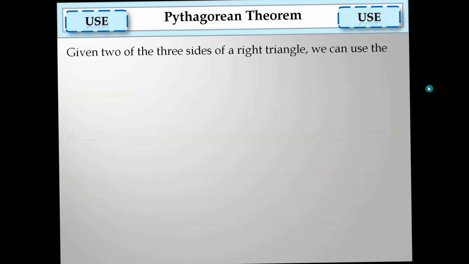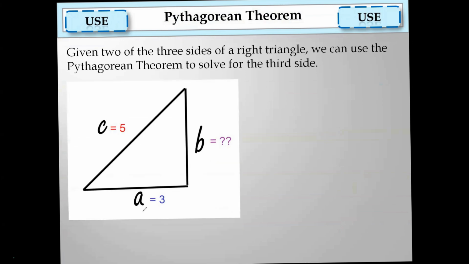Given two of the three sides of a right triangle, we can use the Pythagorean theorem to solve the third side. We are given the base of the triangle, one of the legs, to be 3. We're given the hypotenuse of the triangle, because it's the longest side for our right triangle, to be 5. Our job here is to figure out the height of this right triangle, or the second leg.